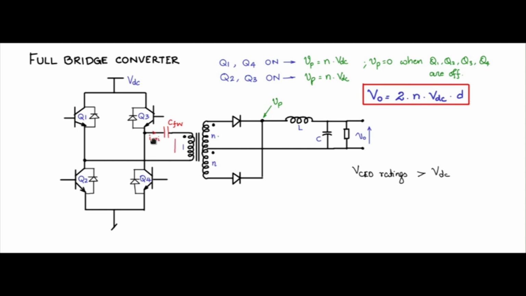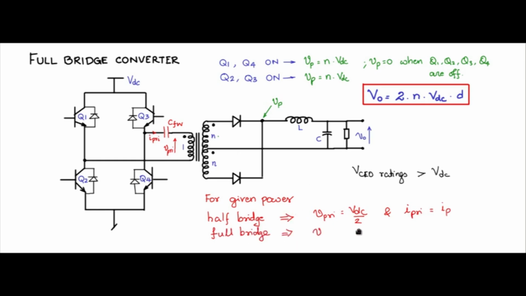Now let me mark I primary and V primary here, and what is the difference between half bridge and full bridge. For a given output power, let us say in the case of the half bridge, the primary voltage is VDC by 2, recall, and let us say the primary current is some value IP. For the full bridge case, for the same power, the V primary voltage is VDC, that is fixed by the topology, and the primary current for the same power has to be half that of the half bridge, should be IP by 2, so that the products VDC by 2 into IP and VDC into IP by 2 are the same to realize the same power.